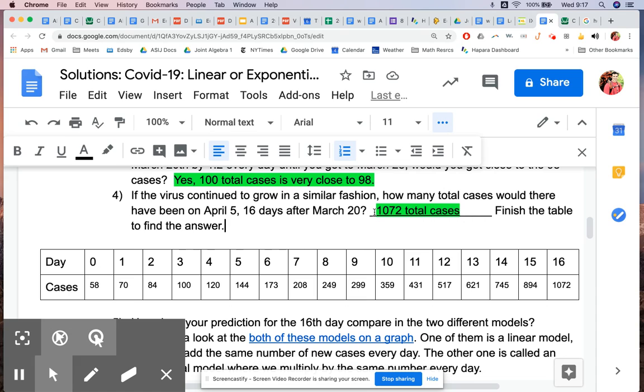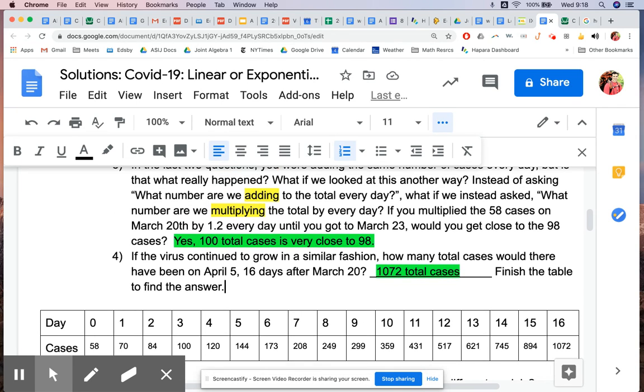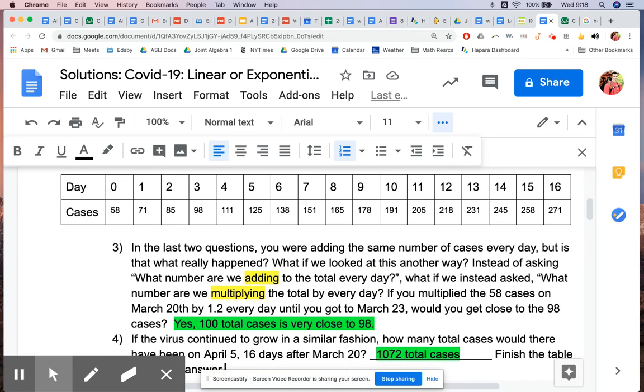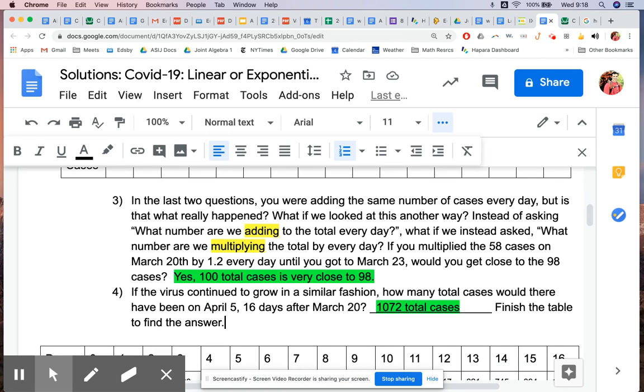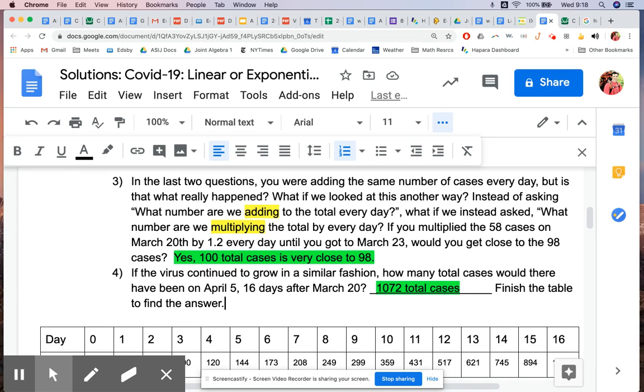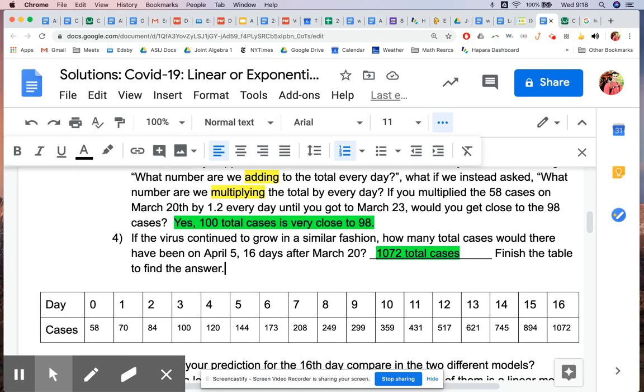So I got 1,072 total cases by April 5th, which is really interesting because if I compare that to the linear model that I had back here, I had 271 total cases. When instead of adding the same number, I multiply by the same number every time, I get a much bigger number, 1,072 total cases. So what's going to be the reality in this?